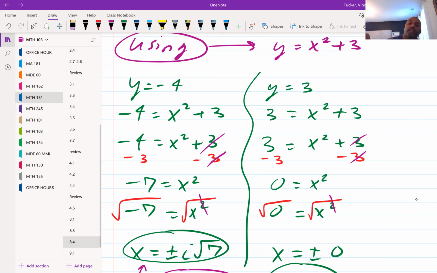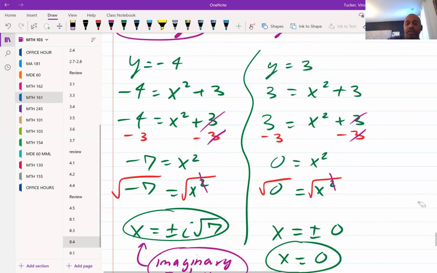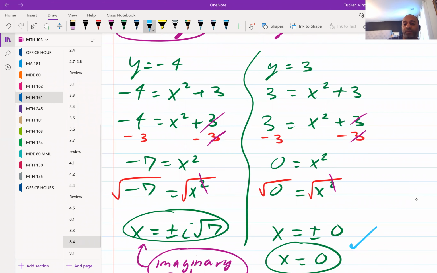All right. Then over here for 3, plug in 3 for y. Subtract 3 from both sides. I have 0 equal to x squared. Take the square root of both sides. I have plus or minus 0. So there's no such thing as a plus or minus 0. It's just 0. So that's just one value, x equal to 0. So when y is negative 4, x is equal to plus or minus i square root of 7. When y is 3, x is equal to plus or minus 0. In other words, just 0. So just one ordered pair.